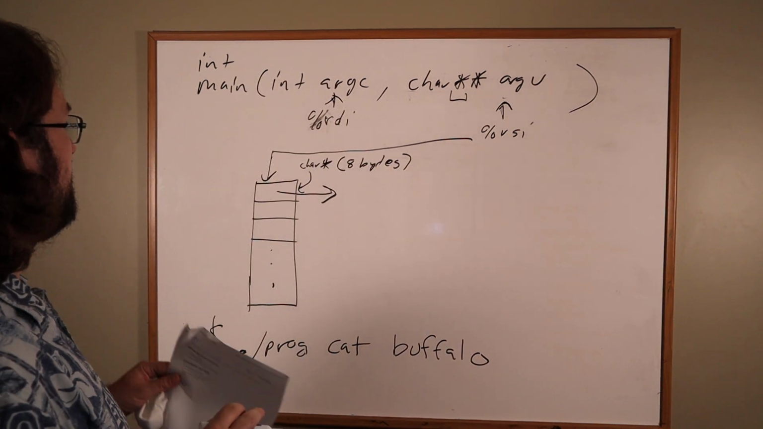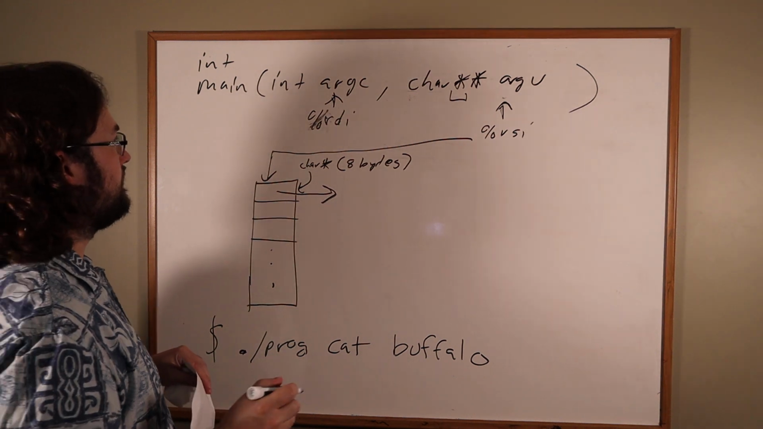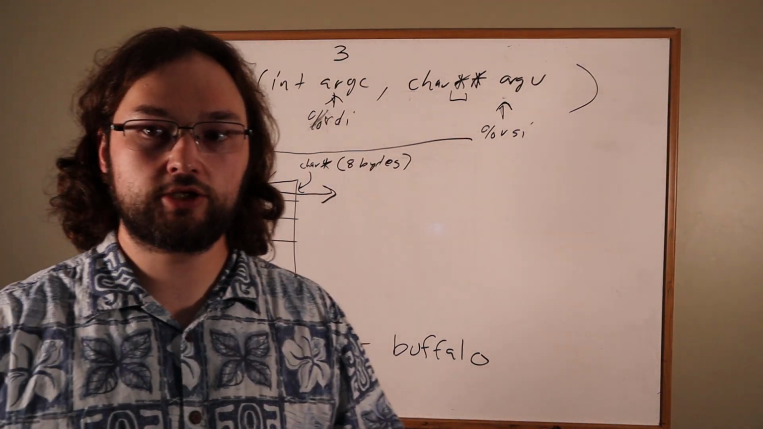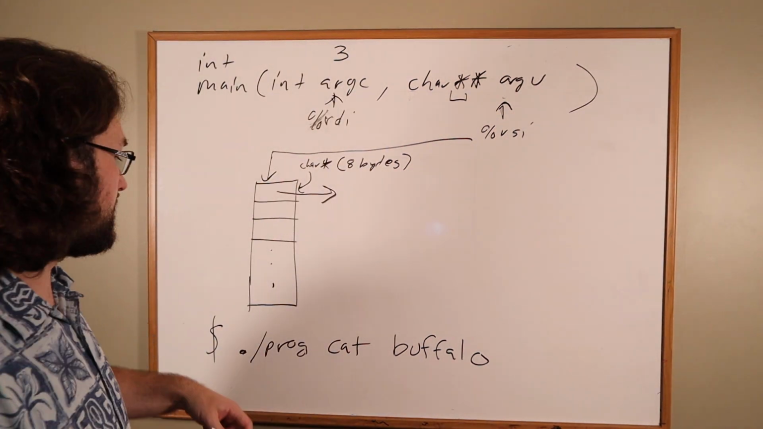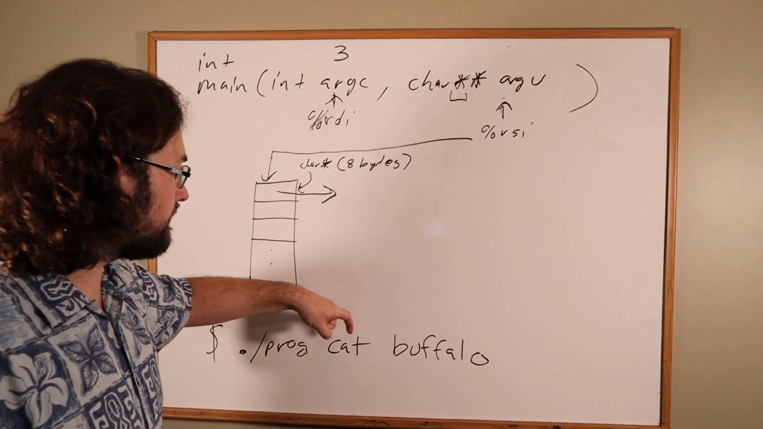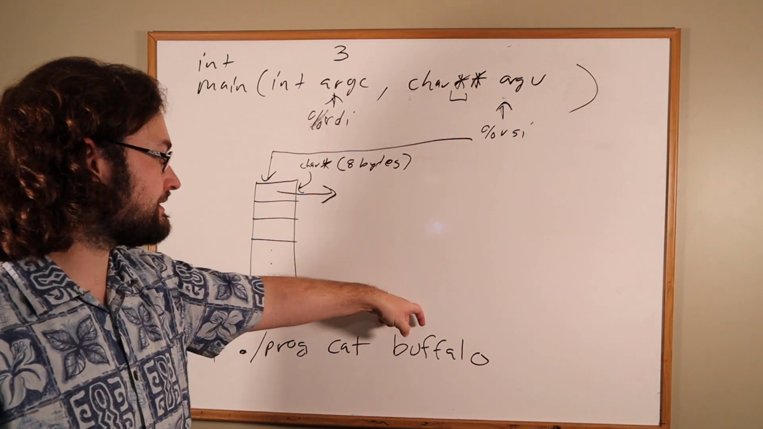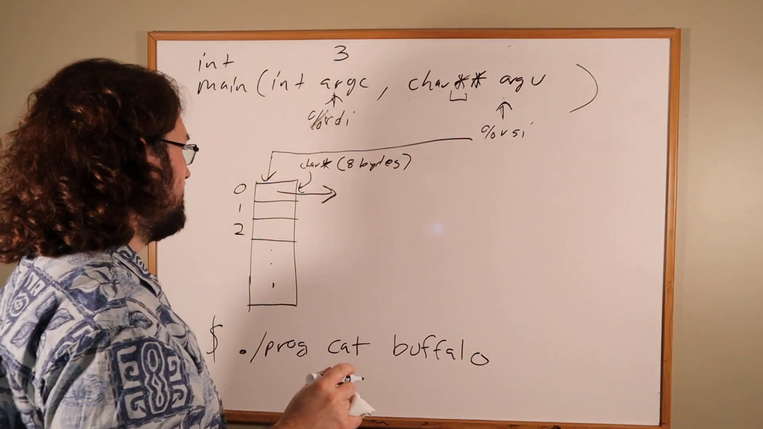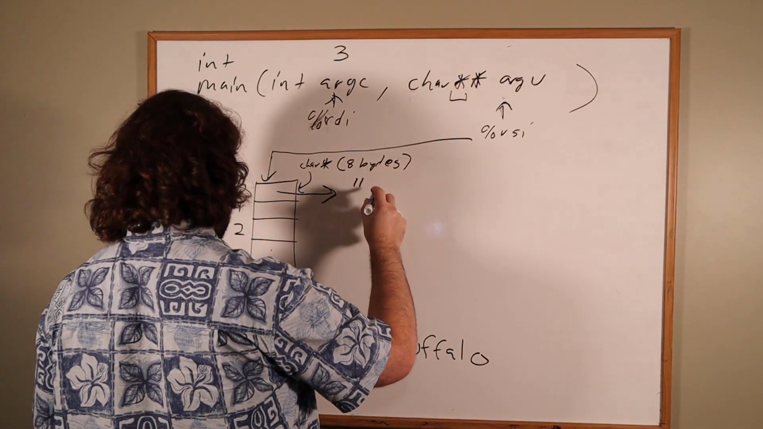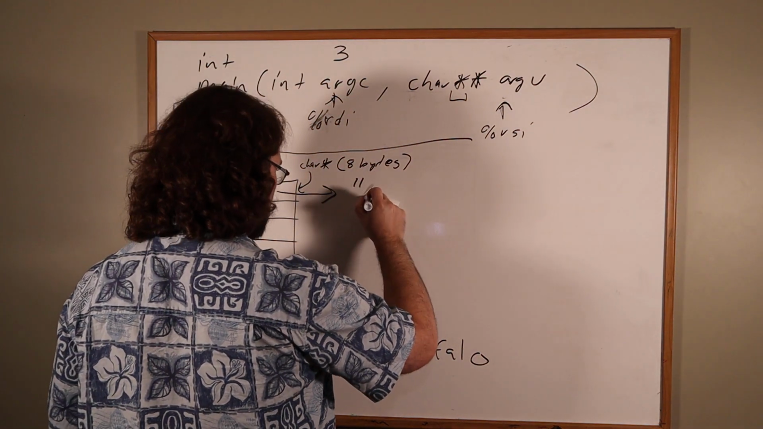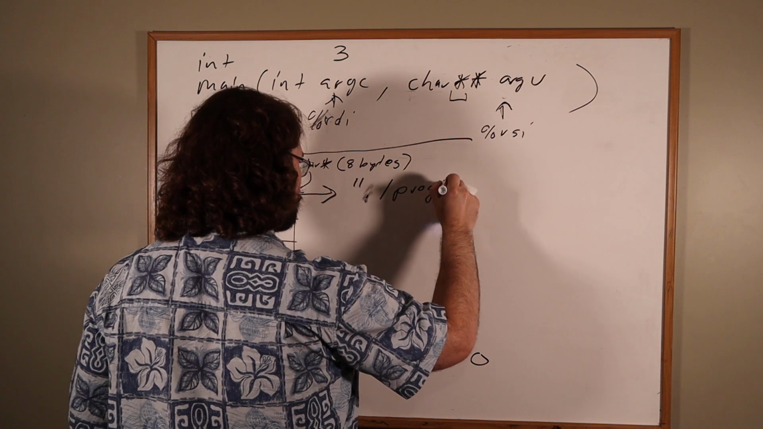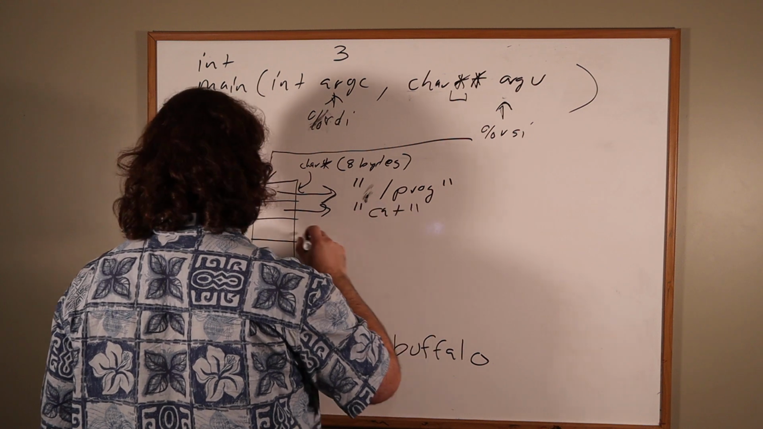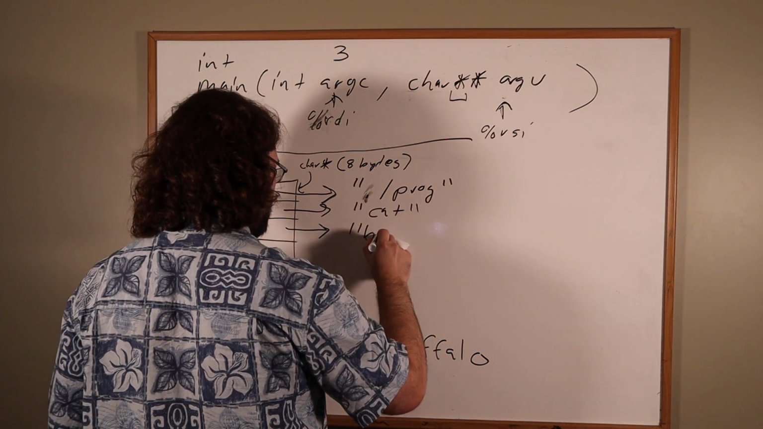So in this example, argc is 3, because what actually ends up getting stored in the array is all of the things on the command line. So the 0th item in the array is going to be prog, the 1st item is going to be cat, and 2 is going to be buffalo. So this is index 0, 1, 2. And so this now is going to be the string. This is actually the string /prog. This is now the string cat. And this is now the string buffalo.